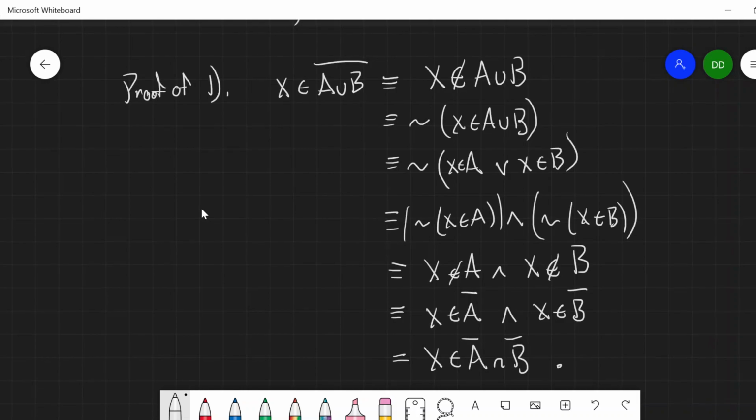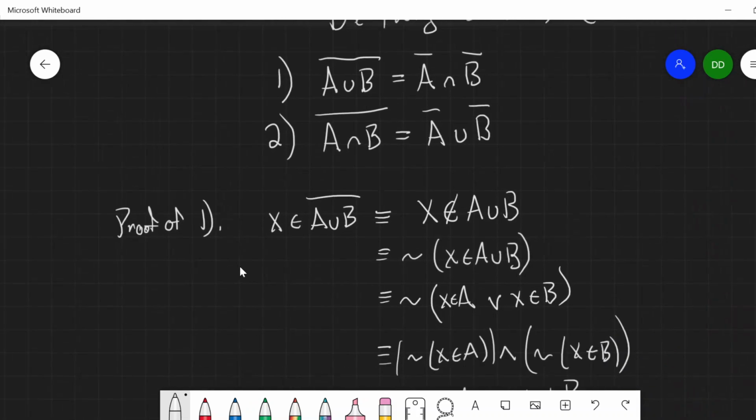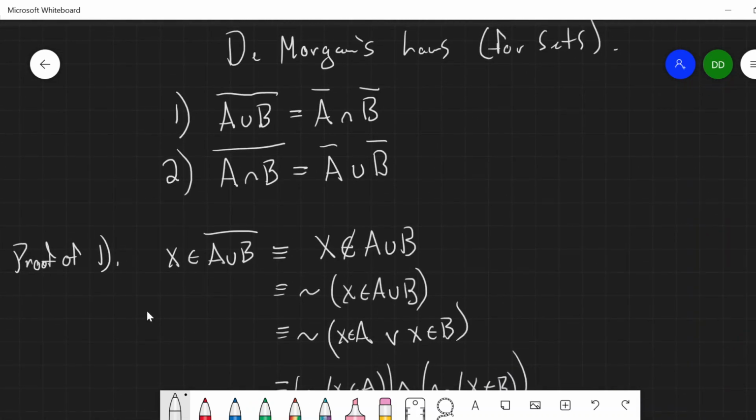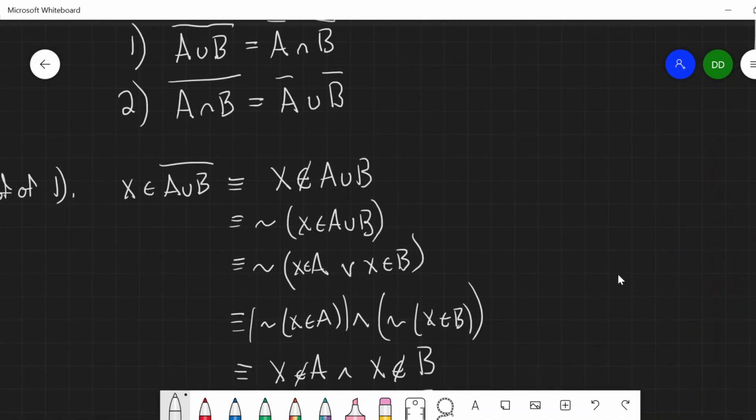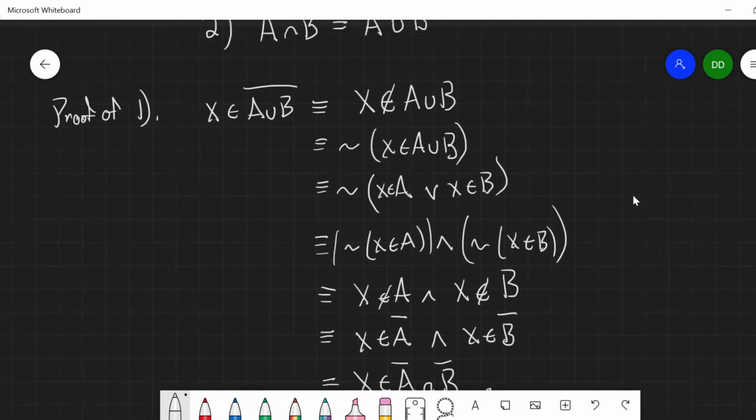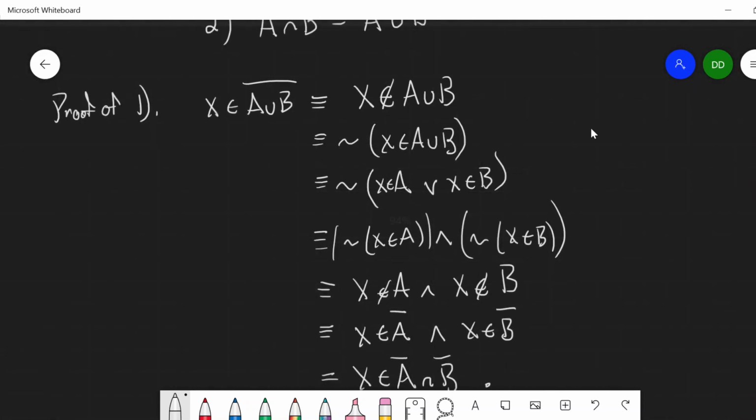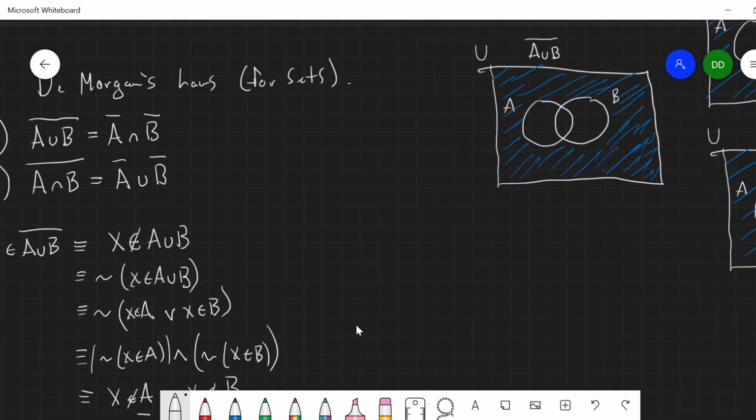So that's the idea. You should be able to run through now the proof of 2. Think about that on your own, and run through a proof of why that's true. Again, it's going to come down to one of De Morgan's laws, so it should be very similar to this. I'll let you do that on your own. All right, see you next time.